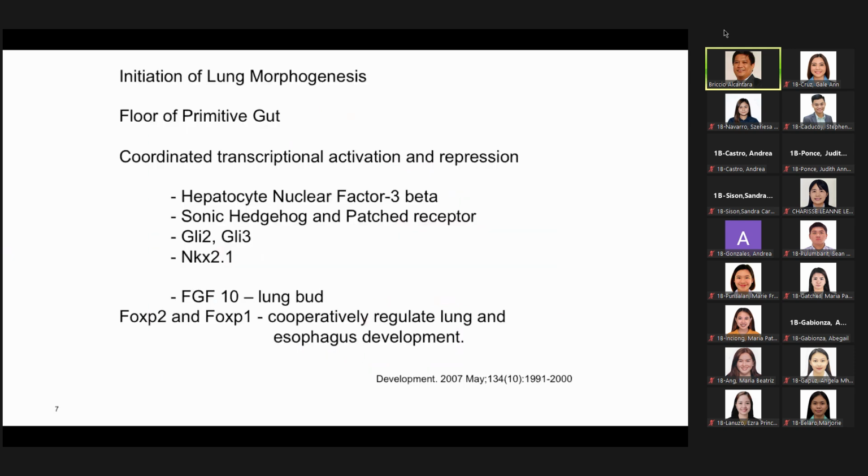So how does the lung develop? So the initiation of your morphogenesis will be from the coordinated activation and repression of your transcription factors. You have your hepatocyte nuclear factor 3 beta, the sonic hedgehog and patched receptor, the GLI2 and GLI3. And finally, your NKX2.1. In regards to the lung bud, you have your fibroblast growth factor 10. Now, these another two factors, which are your FOXP2 and FOXP1, will regulate both the lung and your esophageal development.